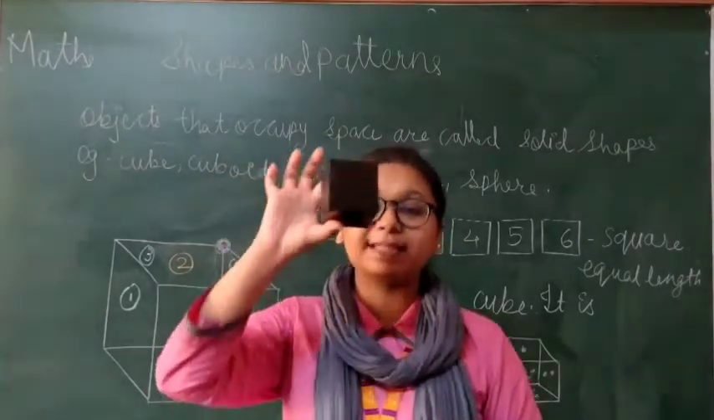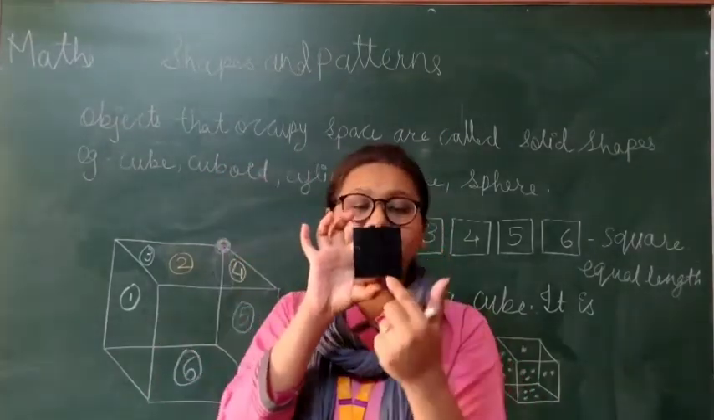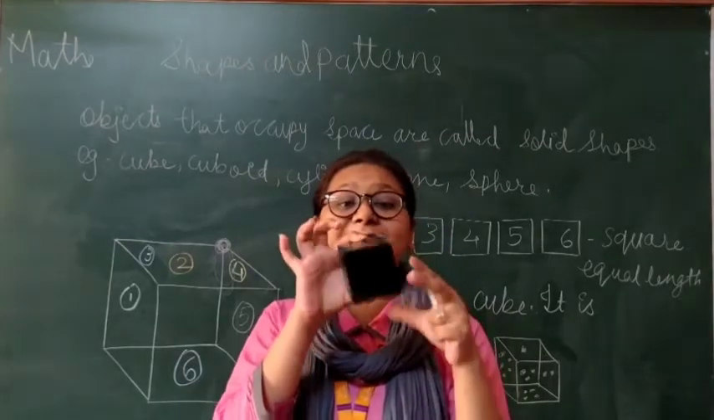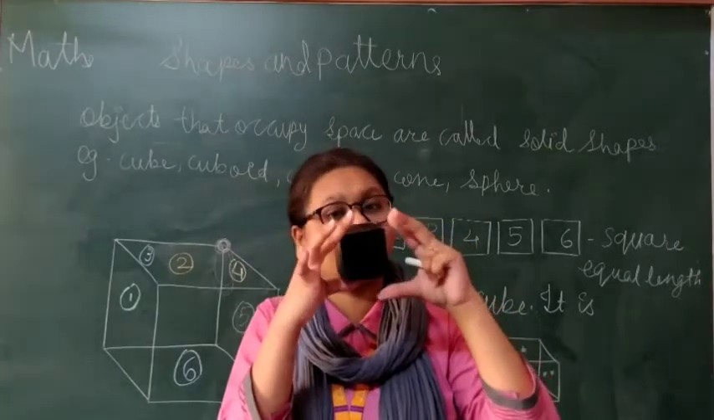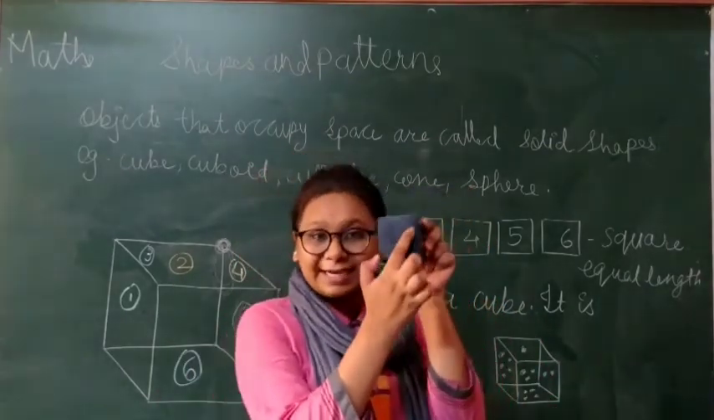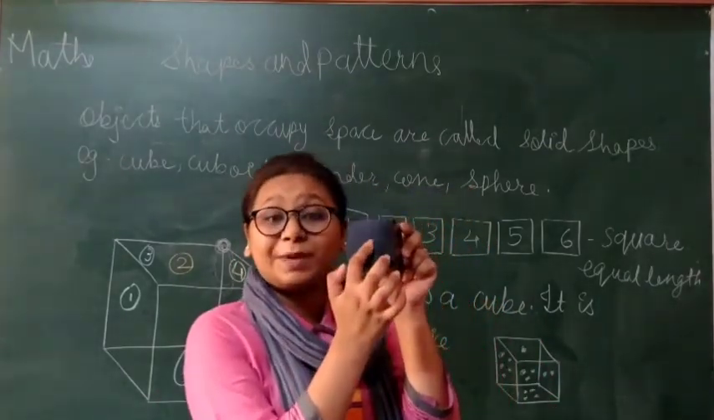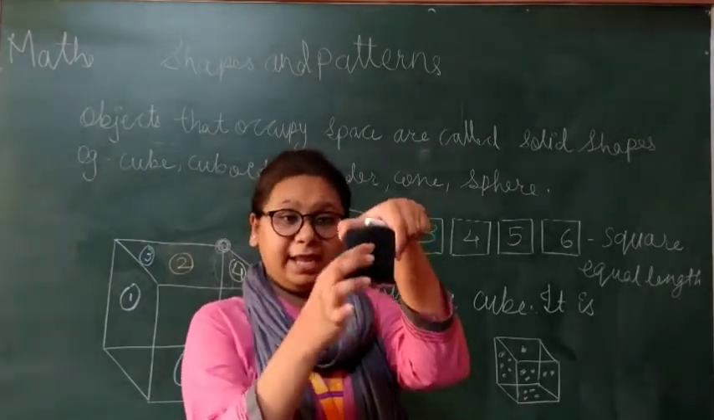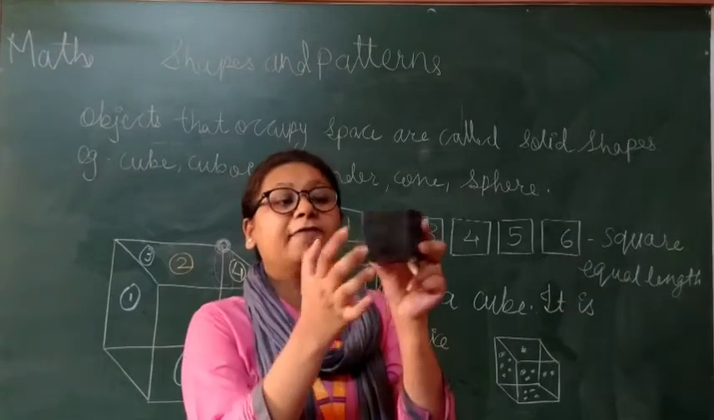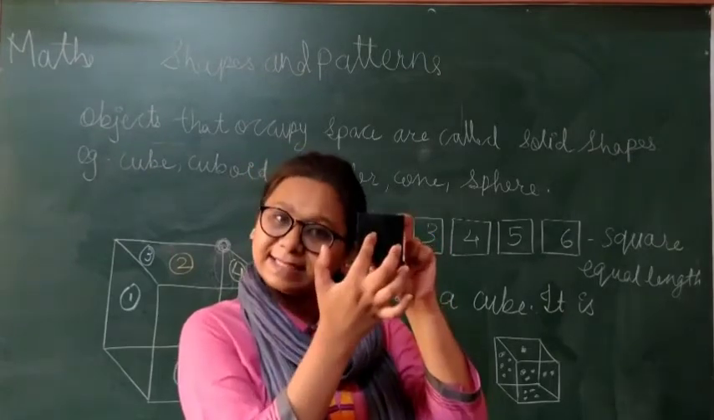So students, this is a cube. Now cube is square, right? You can see all the sides of the cube are square and are of same length. Now students, these are the outer sides. See, these are the outer sides which we can touch. So 1, 2, 3, 4, 5 and 6.